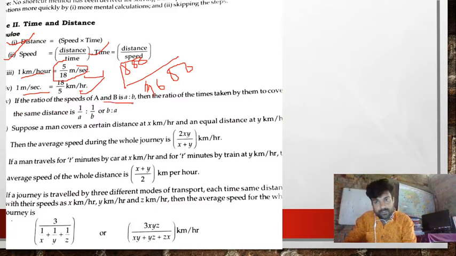Next, if the ratio of the speeds of A and B is A is to B, then the ratio of the time taken to cover the distance is B is to A. It's an inverse proportion, in Bengali bastanupatik, 1 by A to 1 by B. Why it is happening you can easily understand: if A's speed is higher than B's, then less time must be taken by A. So it changes after that.